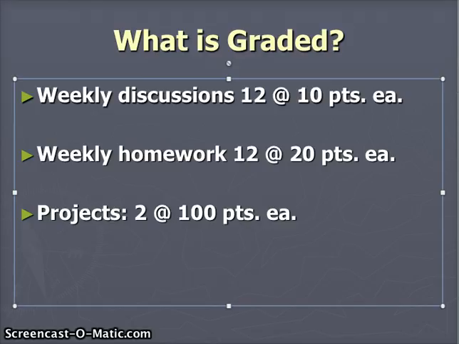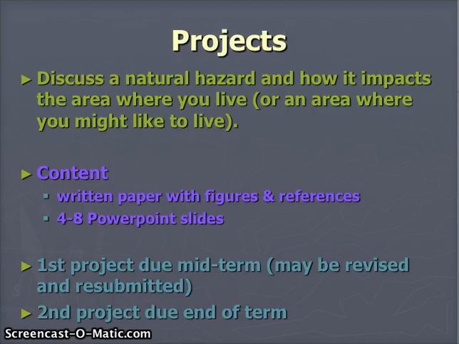As I mentioned, there are a couple of term projects. They're worth 100 points each. The way that the term projects work is you will discuss a natural hazard and how it impacts the area where you live or an area where you might like to live. So for example, you could do floods in Ottawa, you could do hurricanes in Miami, you could do landslides somewhere in the Rocky Mountains. It's kind of up to you. You get to pick whichever hazard you want in whichever town.